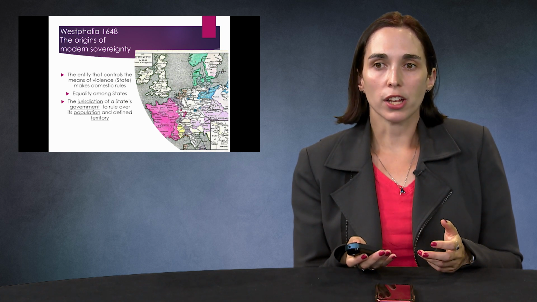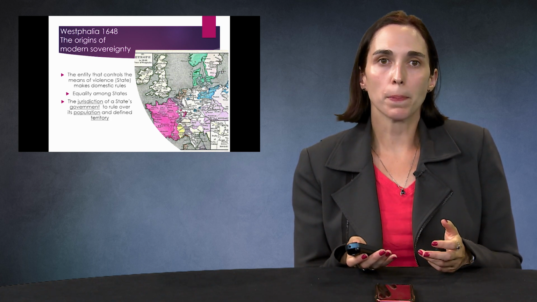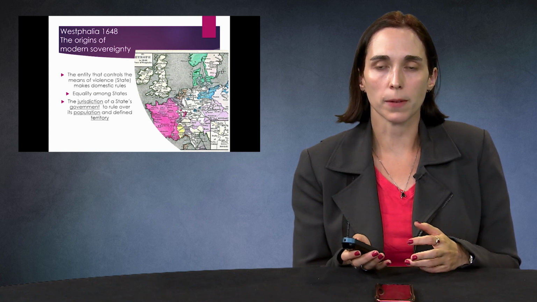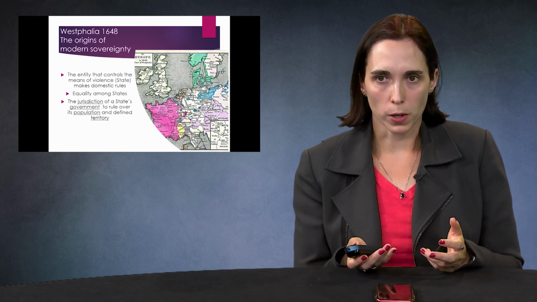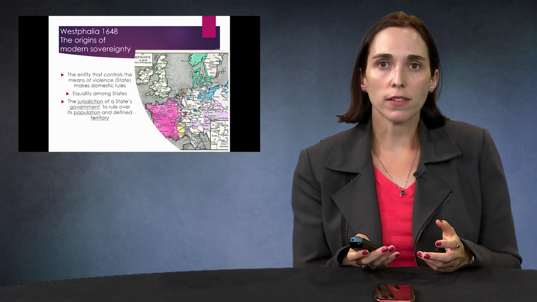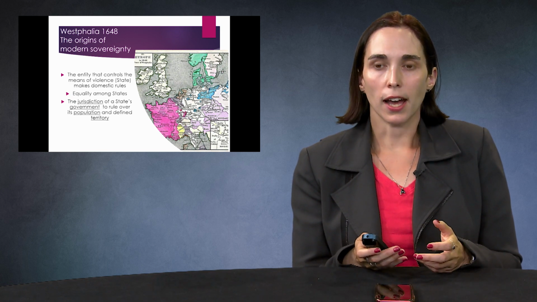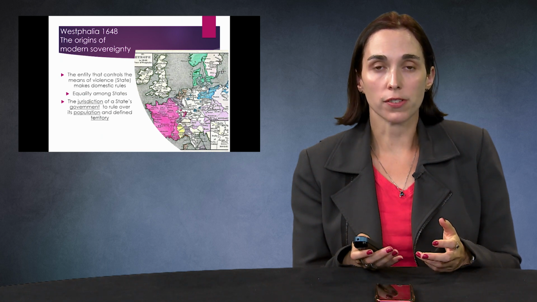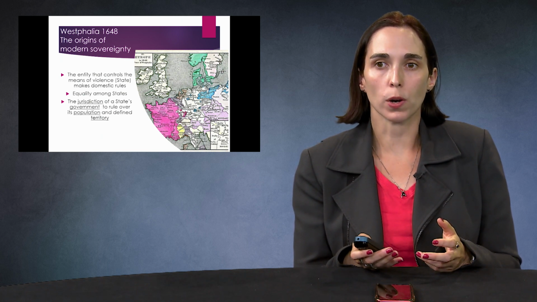And that jurisdiction extends to the population and the territory of that state, both the population and the territory individually. So in order to be a state, it has to have a territory, it has to have a population, it has to have a government that can make laws in order to enact and enforce that jurisdiction that a state has over its territory and its people.